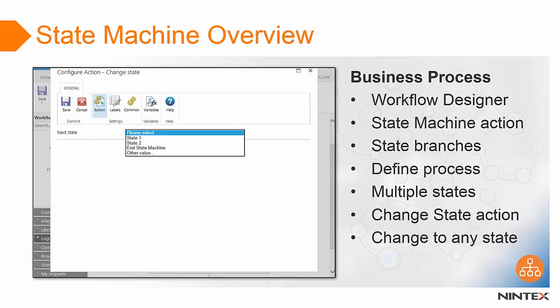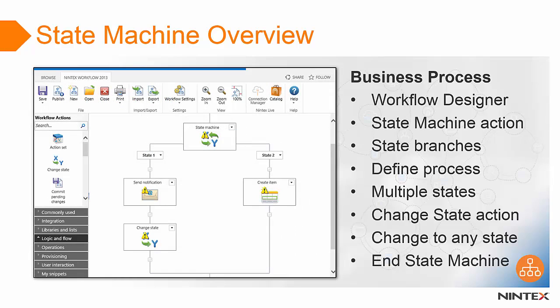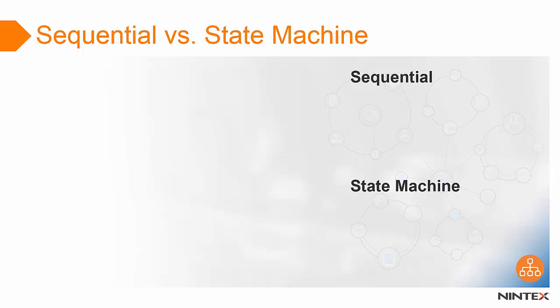A change state action can be configured to change to any other state available in the state machine. You can run your different state branches in any order and even rerun them if necessary. The state machine part of the workflow will continue until the state has been set to end state machine in one of the change state actions. To further understand state machines, let's take a look at the differences between state machine and sequential workflows.